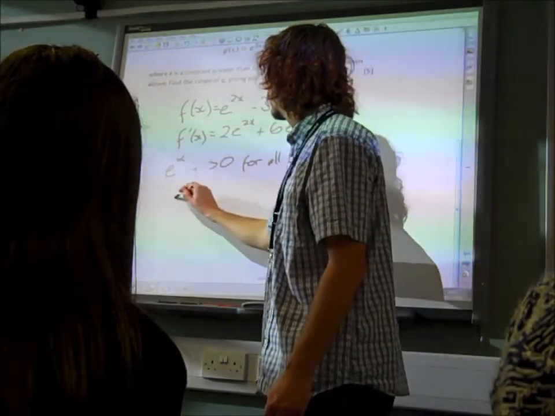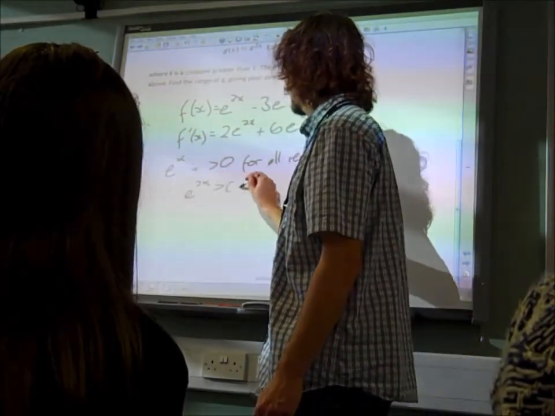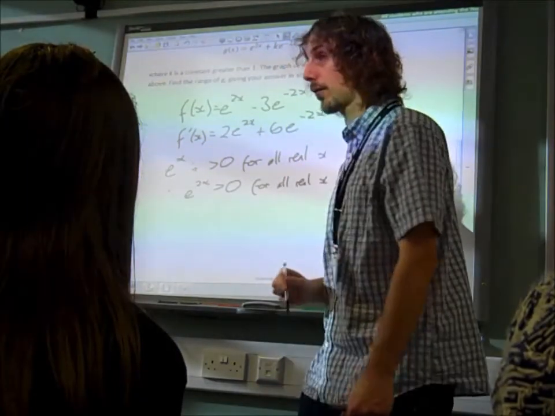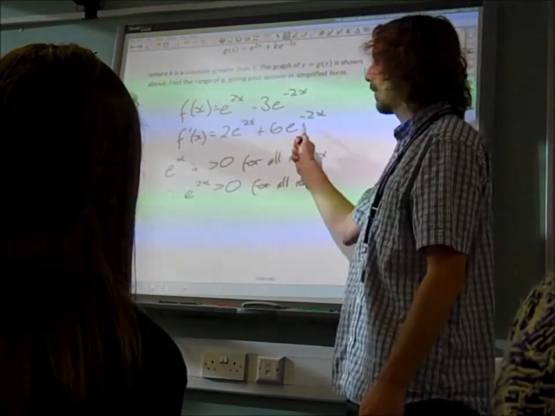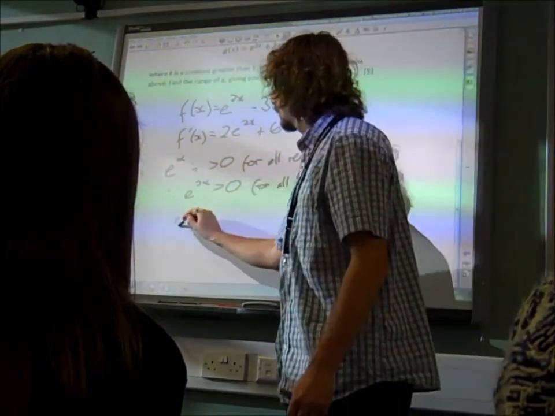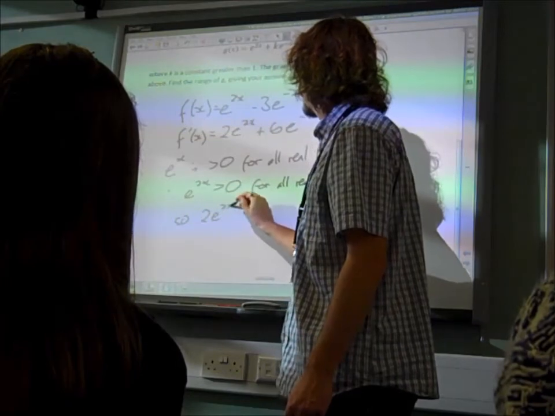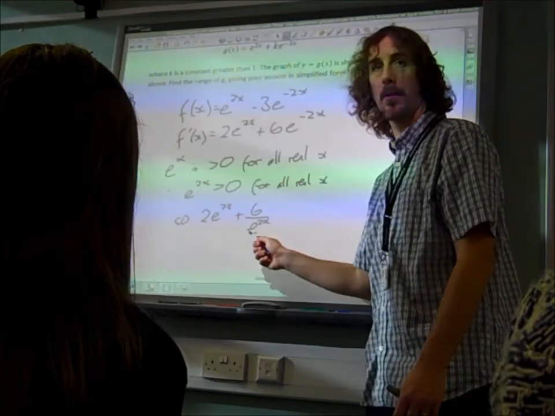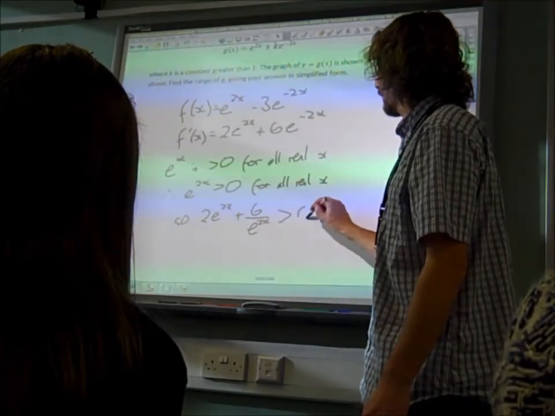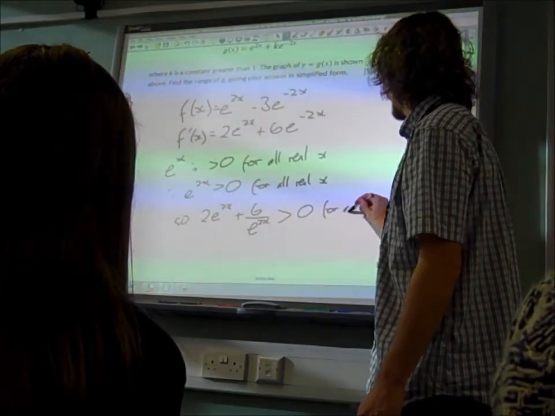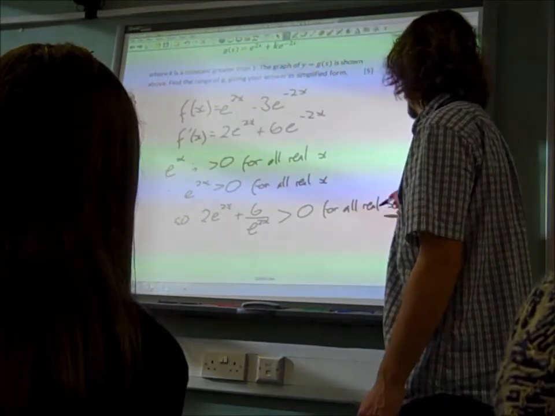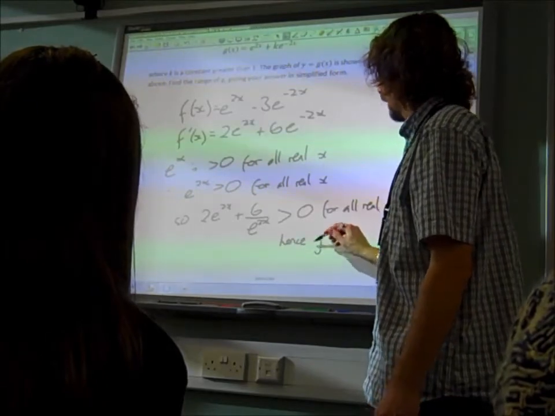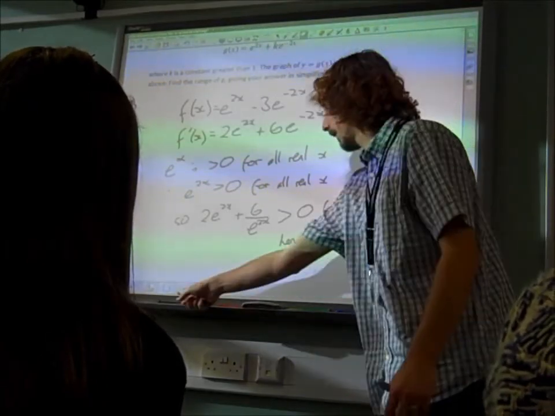Therefore, e to the 2x must be greater than 0 for all real x. And if that's true, we're adding 2 positive things together. So 2e to the 2x plus 6 over e to the 2x, they must both be positive as well. Must be greater than 0 for all real x. Hence, f dashed x is bigger than 0.